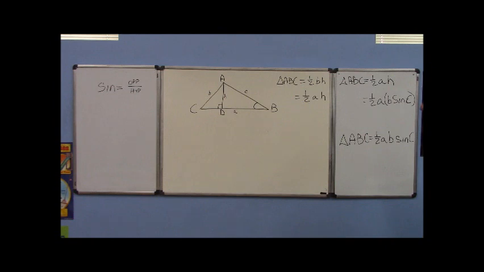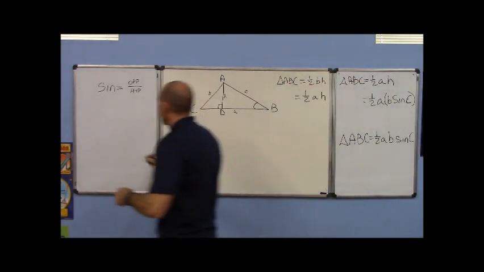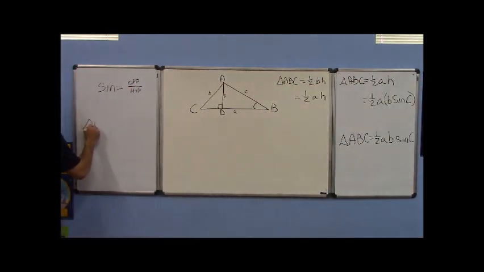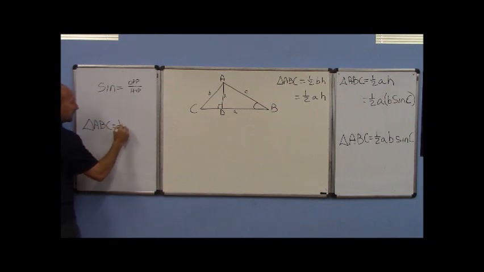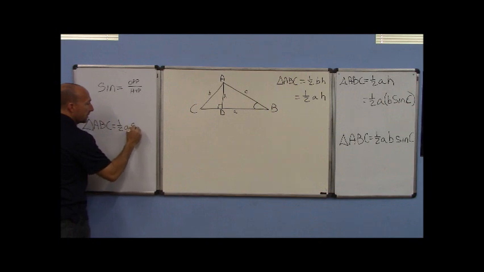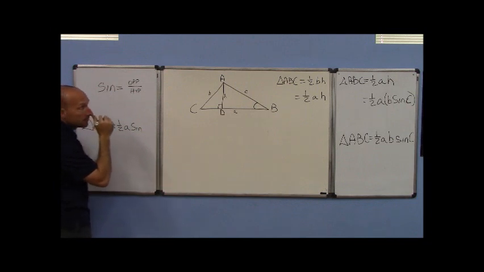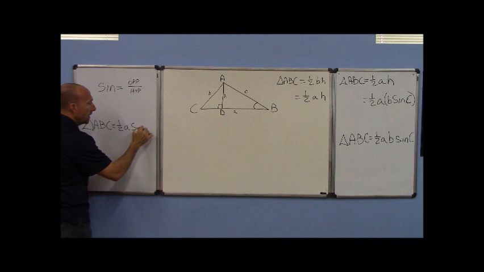Would it be the area of triangle ABC equals 1/2 A sine BC? So it'd be 1/2 A what? A sine? Okay. BC? Yeah. No, is CB. Yeah, no, BC. So it's this.